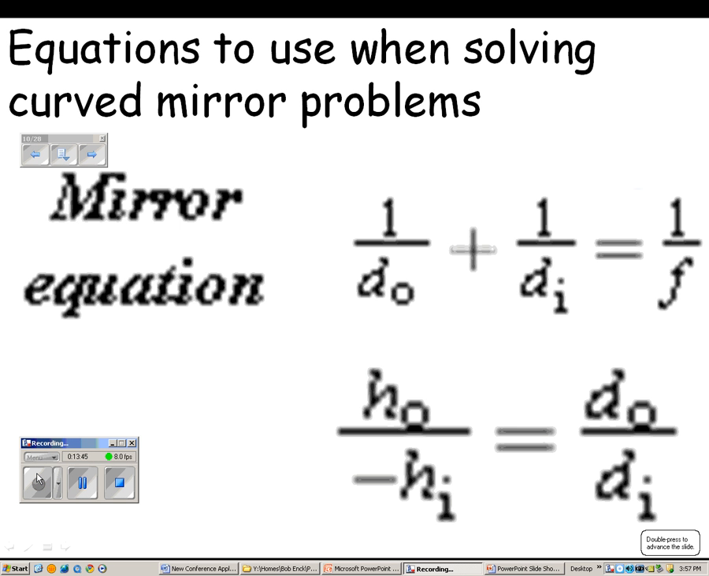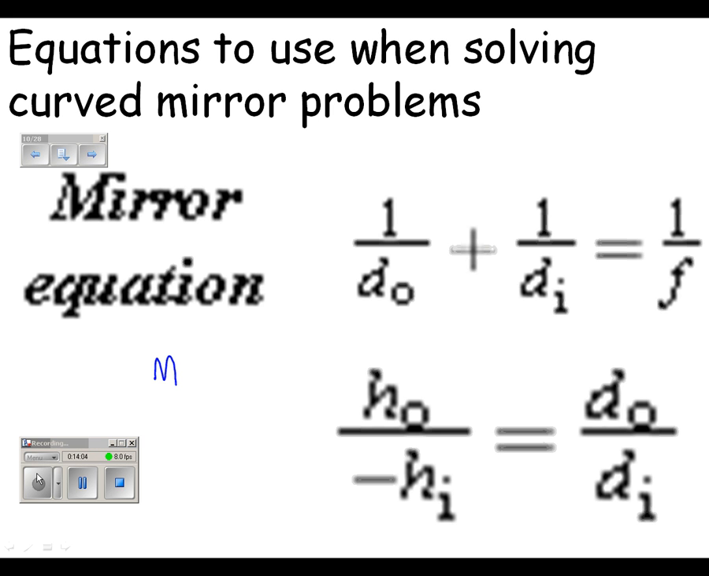So once again, here are our equations. Like I mentioned, 1 over DO plus 1 over DI equals 1 over F. And HI over H equals DI over D. That's actually the magnification equation. Magnification is the height of the image compared to the height of the object, which is equal to DI over DO. So you'll see it written both ways.